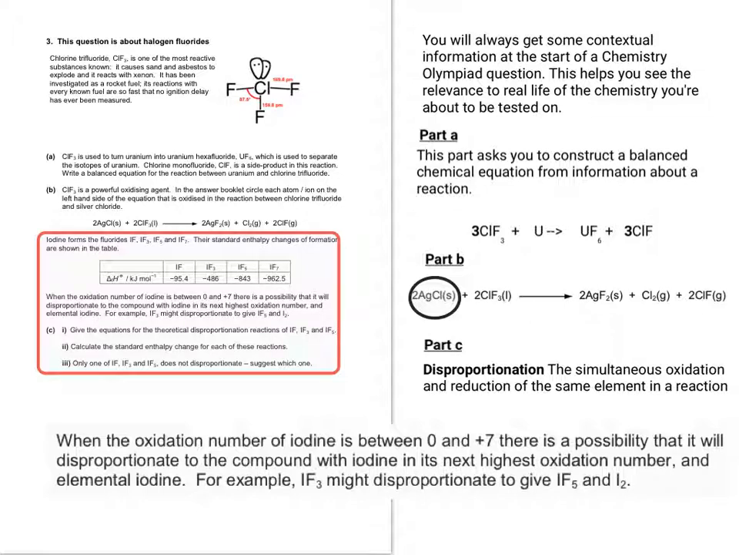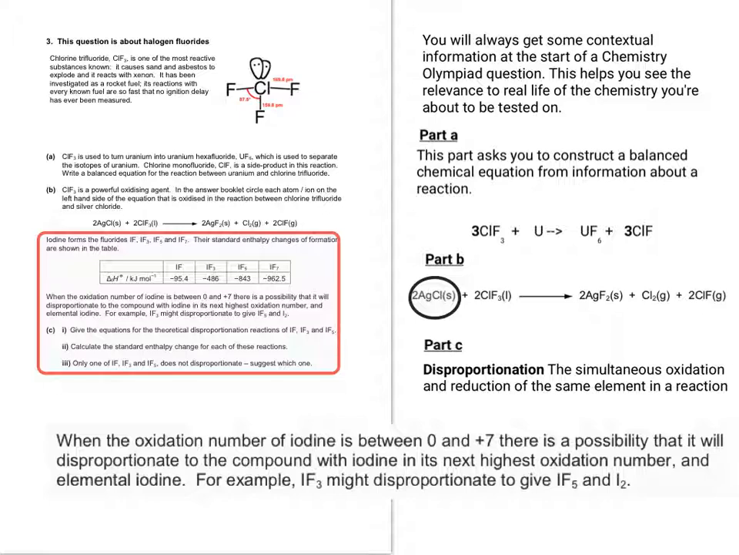So it's worth taking a moment to look at the information they give you before we start trying to work out the equations they're asking for in part I. It says when the oxidation number of iodine is between 0 and +7, there's a possibility that it will disproportionate to the compound with iodine in its next highest oxidation number, or the next lowest one, and also produce elemental iodine. So for example, if it was oxidation number +7 and there was another compound with iodine at +6, then iodine would drop to oxidation number +6.